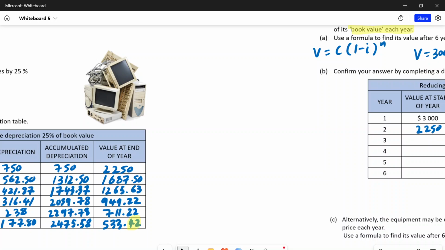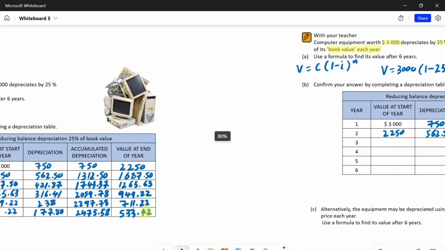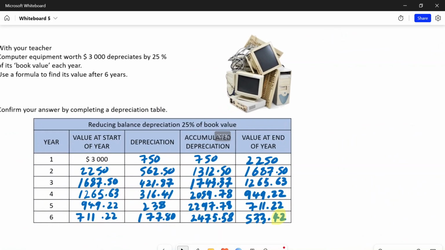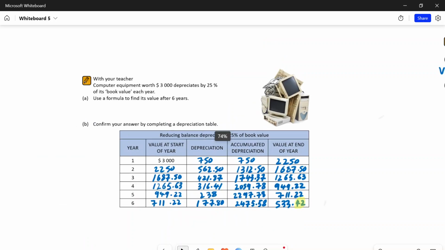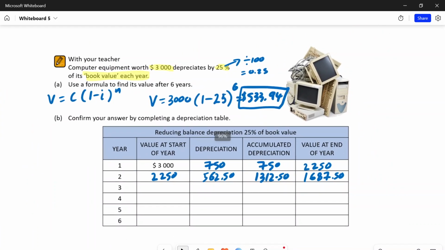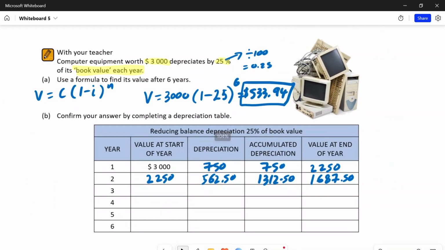Maybe when you did your table, you used more decimal places. That's fine, and you might have got an answer that's closer to what the equation said, but that's okay. It's pretty much the same thing. So that's how we work with the reducing balance method. That's the process that we follow.